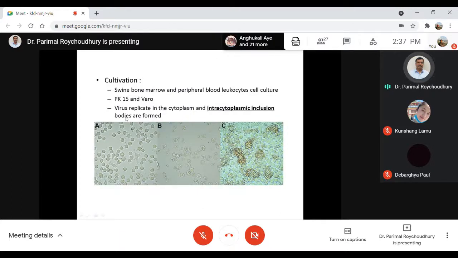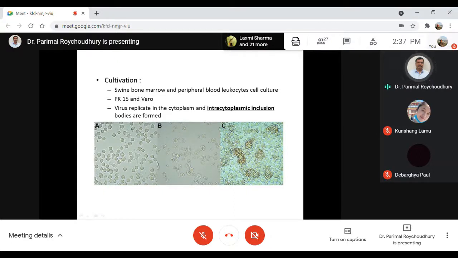So this virus initially has tropism towards alveolar macrophages. In primary alveolar macrophage culture, the virus can produce a cytopathic effect and can be grown. Once the virus is adapted in the laboratory by passing in primary cultures, then different cell lines like Vero and PK15 can be used for growing the viruses. And it produces a cytopathic effect, and inclusions are formed there.